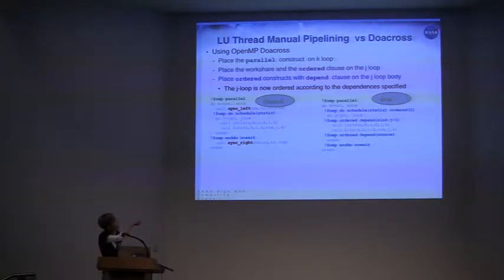You place the ordered construct with an argument of 1, indicating that the loop nest stretches across one dimension. You place this on the J loop, and then within the loop body you use ordered with the depend clause, with the sink argument specifying the wait point for J minus 1 being available, and you place your source at the end of this loop body.